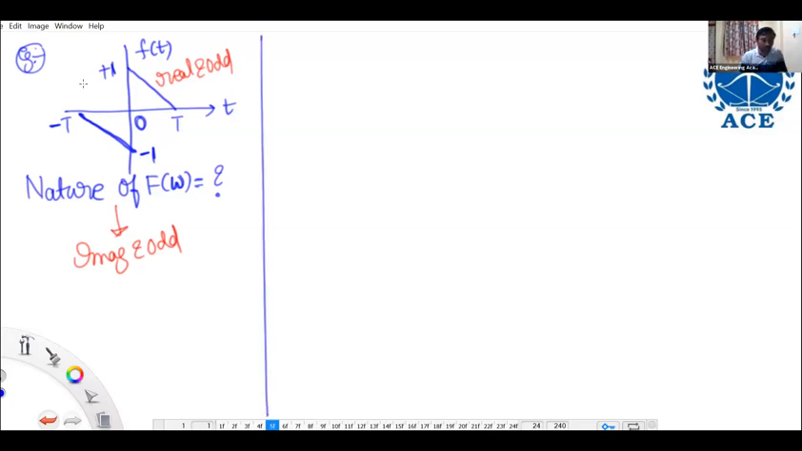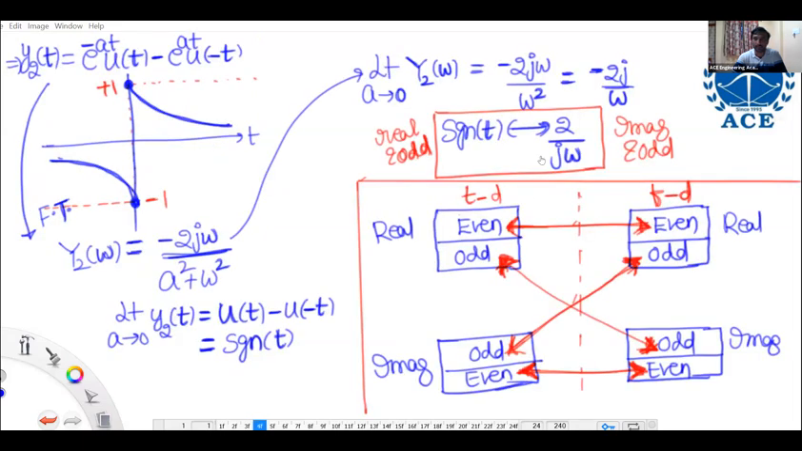First you find out the nature of the function. For an odd signal, f of t is minus f of minus t. Take the folded version with amplitude scaling 100%; it is odd. So if the signal is real and odd, the spectrum is imaginary and odd. So you must be thorough with which point? This previous slide, or not?